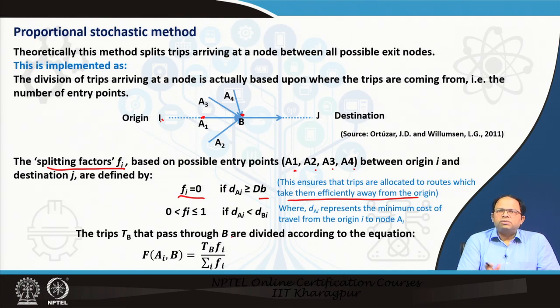That means there is division in the trips, where dAi represents the minimum cost of travel from origin I to node Ai. So the trips Tb that pass through B are divided according to the equation Tb times Fi divided by the summation of all Fi. So this is the way we divide the entire trip. So this is how the trips are proportionately divided into different routes.